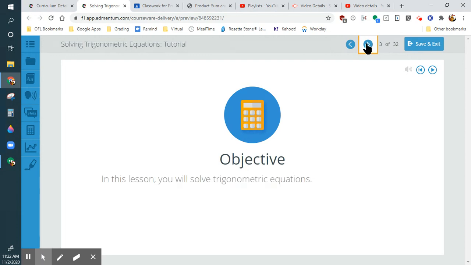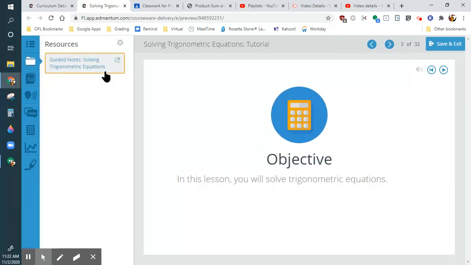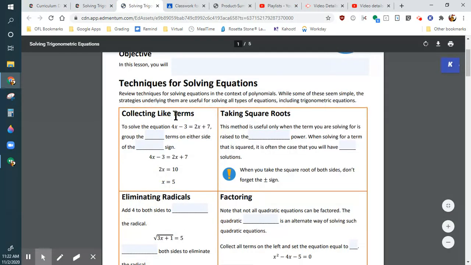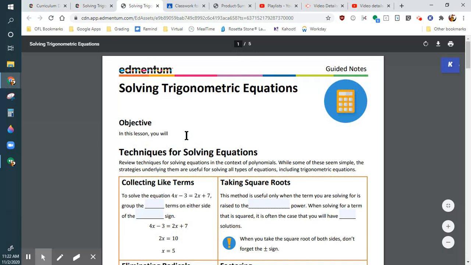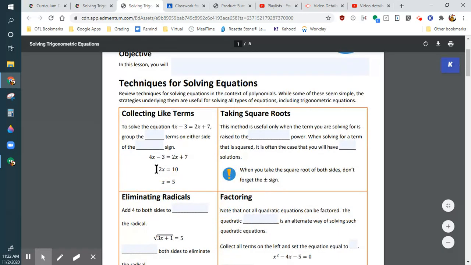So the objective in this lesson is to solve trigonometric equations. Good job on that objective, Edmentum. Good job. Oh, and they don't even fill it out for you on the guided notes. They still expect you to fill that part out.